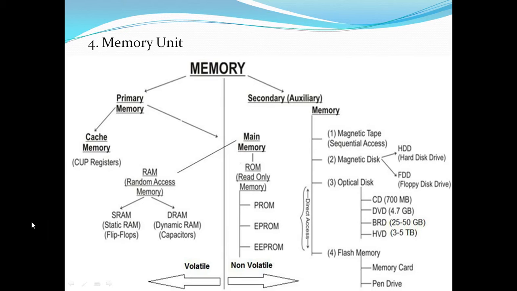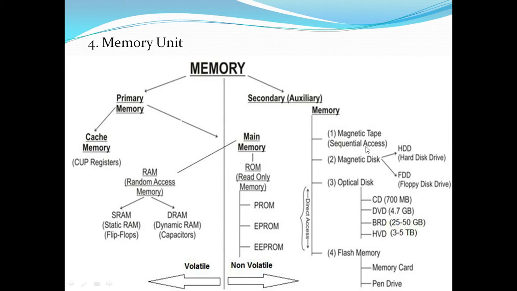Fine. Primary memory is further divided into cache and main memory. Main memory is further divided into RAM and ROM. RAM is further divided into static RAM and dynamic RAM, whereas ROM is of four types: PROM, EPROM, EEPROM, and flash EEPROM. This primary memory we will discuss later. First, we are going through secondary memory. Secondary memory basically is of four types: magnetic tapes, magnetic disk, optical disk, and flash memory.